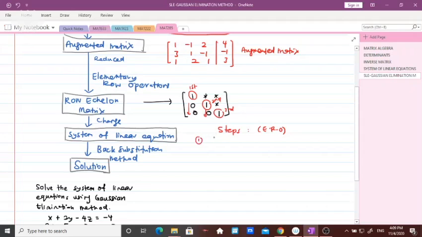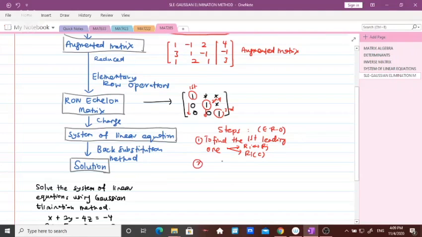So our first step is to find the first leading one. To get the first leading one, we can use either of two operations in ERO: interchanging two rows, or multiplying a row by a non-zero constant.